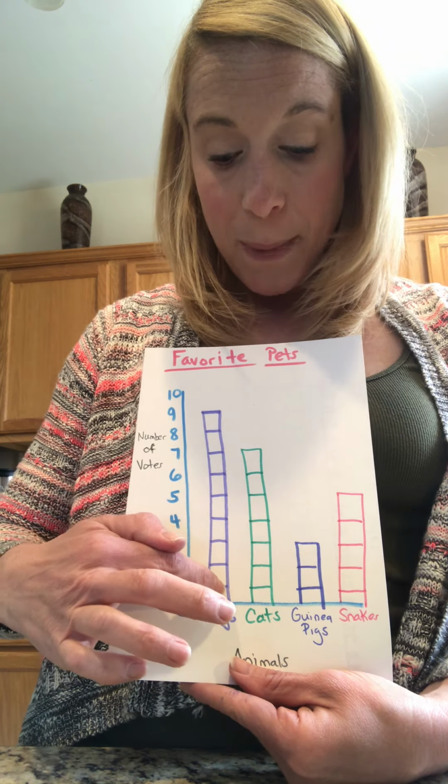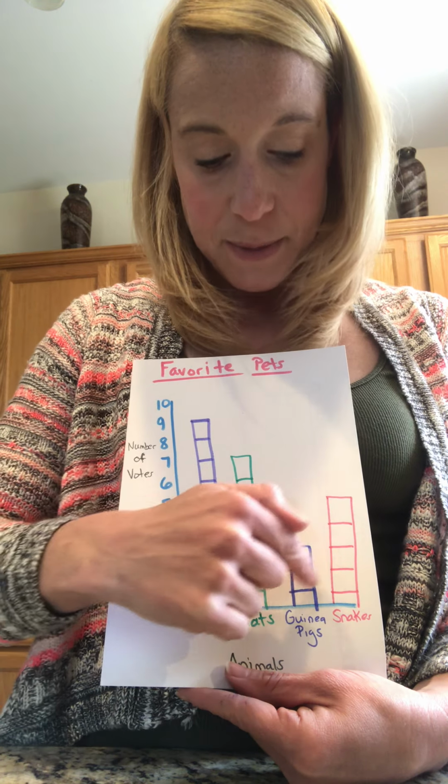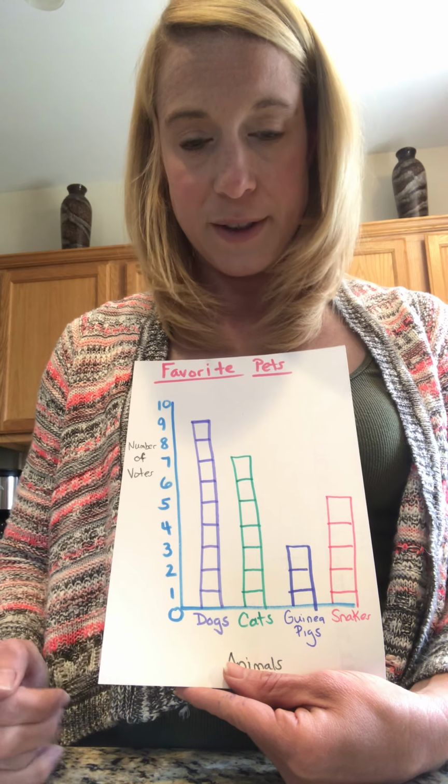Okay, so you can see the first box, they're all about that size, about 1 centimeter. Then the second boxes are about the same size, and so forth. So those are some of the rules.